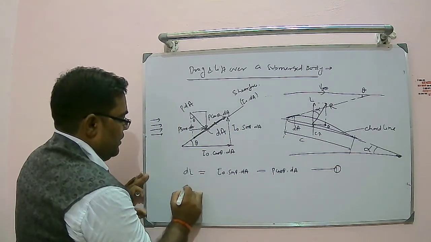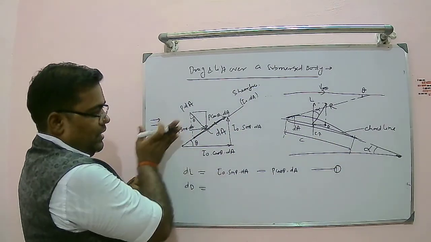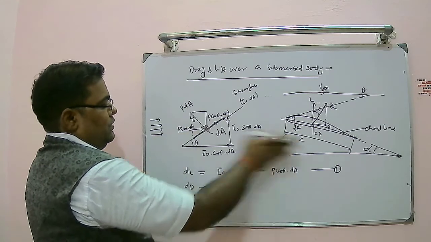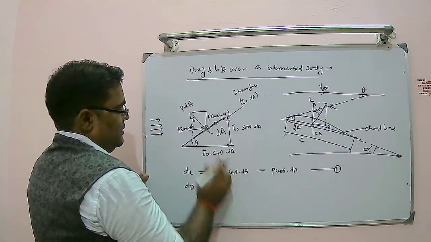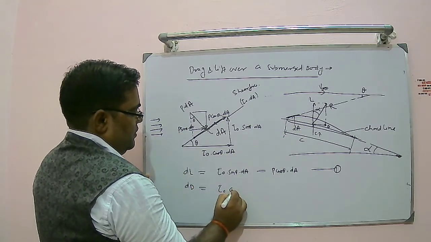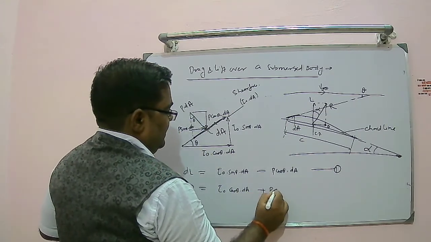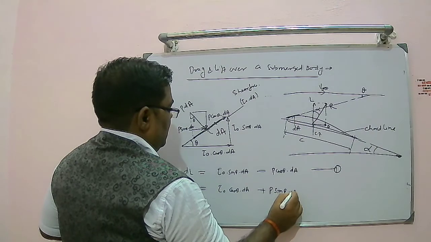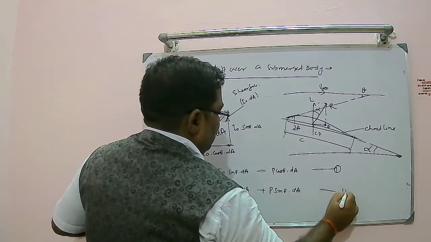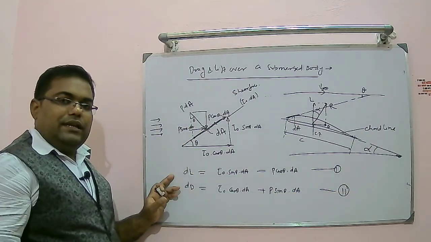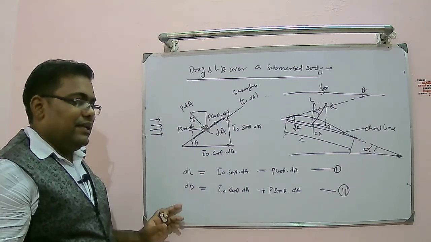When you talk about elementary drag, I have to resolve the forces now parallel to the free stream direction. So the first term is tau naught cos theta dA, and also we add P sin theta dA. So this is equation number 2. This is the elementary lift, this is the elementary drag.